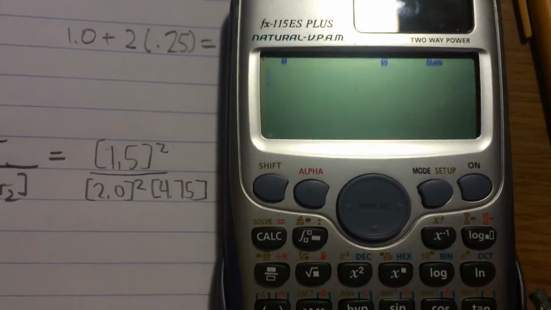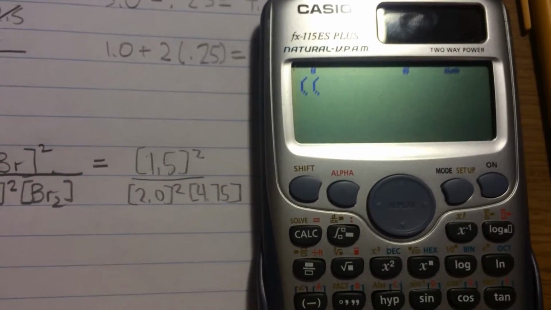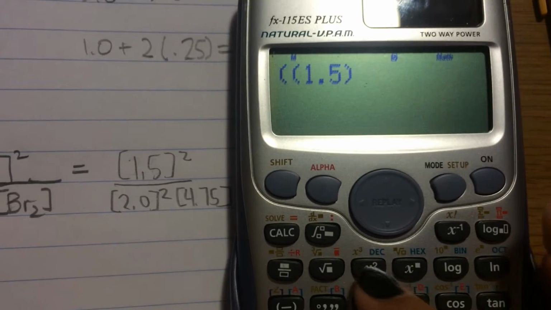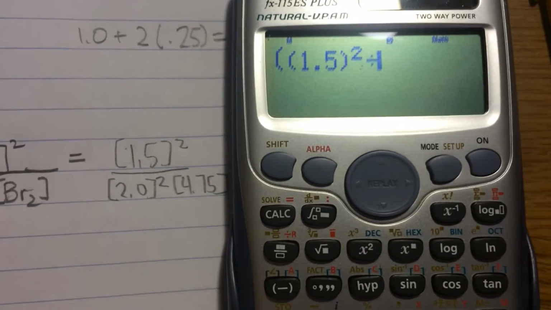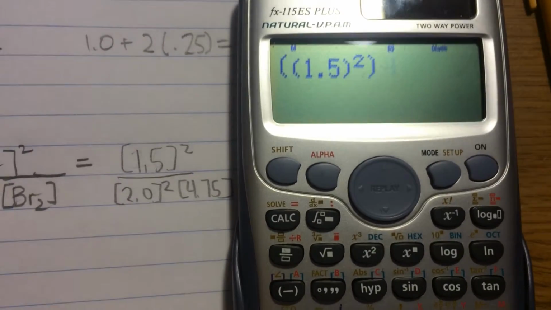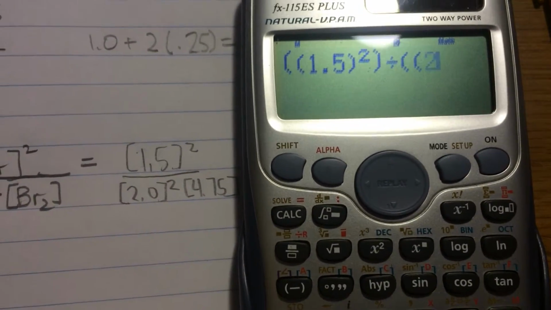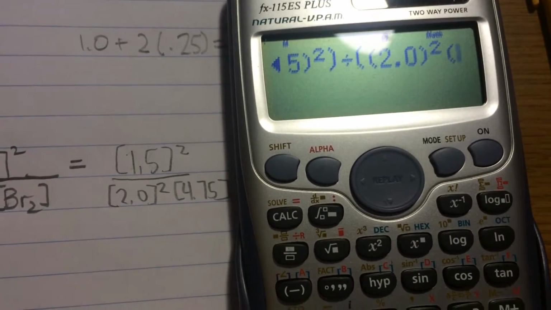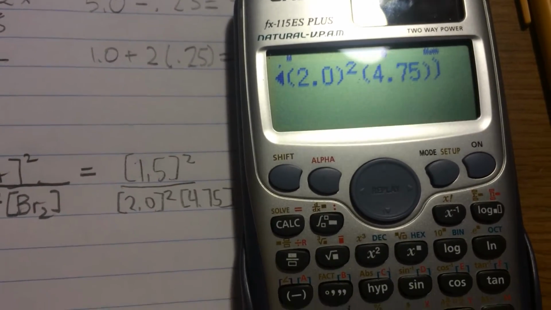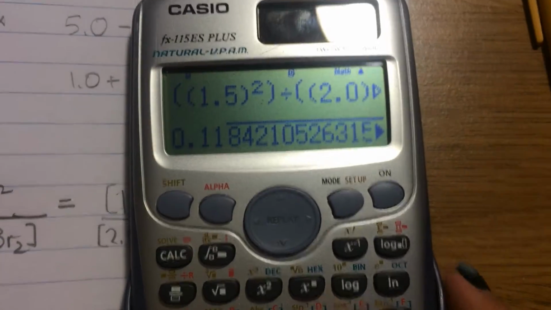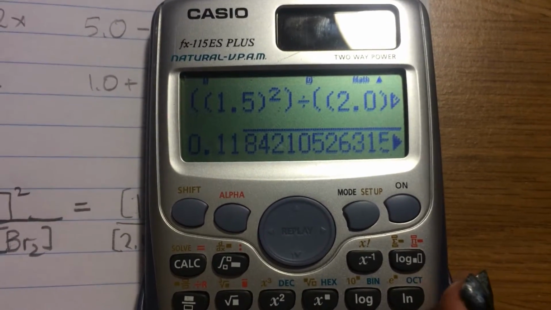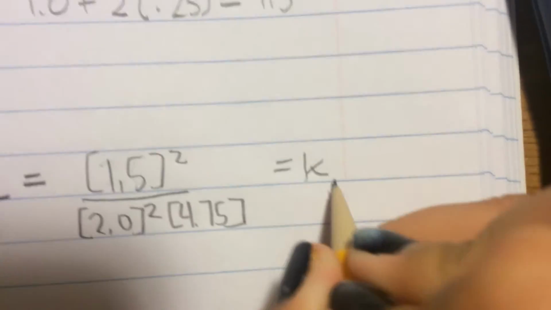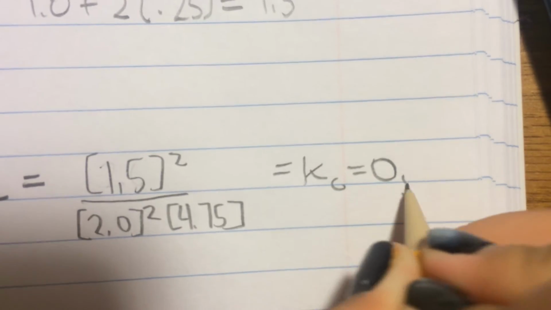We're going to plug that in. I like to use a lot of parentheses just so my calculator knows what I'm talking about. So we have our 1.5 squared, and this is divided by our 2.0 squared times our 4.75, and that gives us 0.12. So we know that our Kc is equal to 0.12.